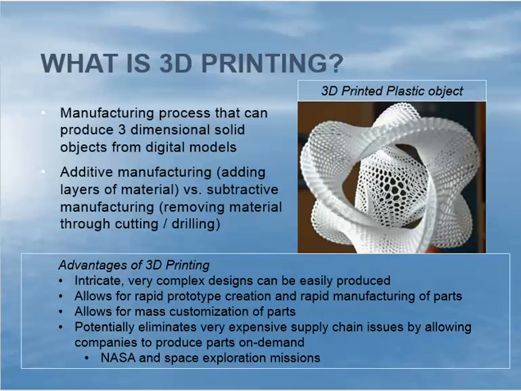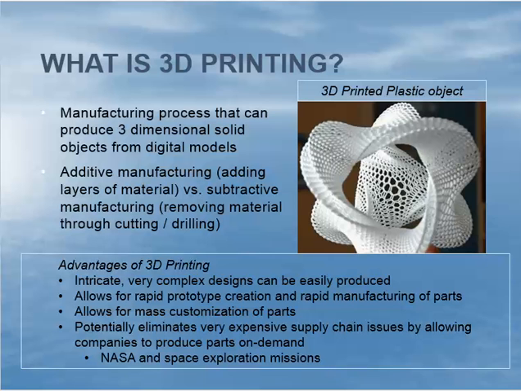With additive manufacturing, you can do a lot more intricate, very complex shapes, as you can see from that picture I have up there of 3D printed plastic objects. That's one of the very exciting things about 3D printing. It also allows for rapid prototype creation and rapid manufacturing of parts. Another advantage is that it allows for mass customization of parts. And probably the biggest advantage of 3D printing is that it can potentially eliminate very expensive supply chain issues by allowing companies to produce parts on demand.